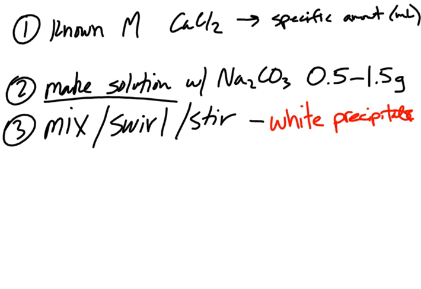Now, when you mix them, you should see a white precipitate, or a white solid, forming. That is your calcium carbonate. So obviously you don't want to swirl it so hard that it flies out, because you're going to end up massing that.